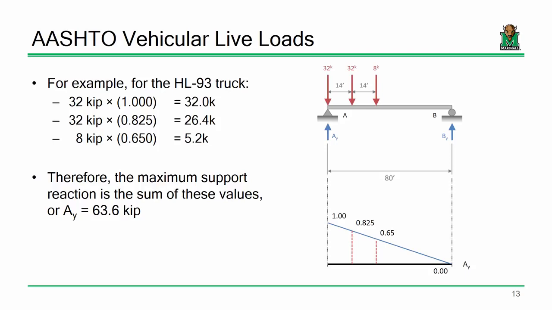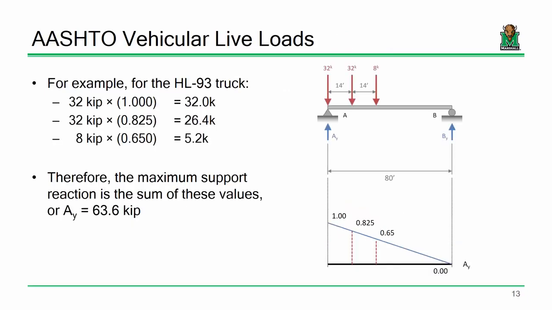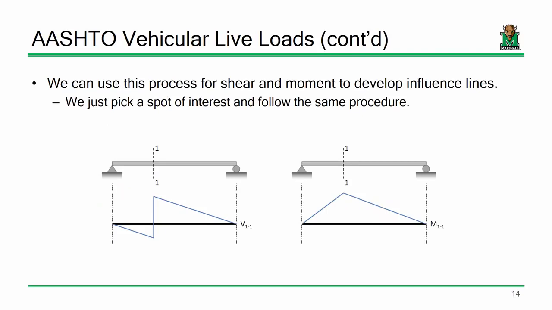So that's the nice thing about an influence line: it'll automatically do your structural analysis for you. Once you've got it, you're golden. Now, let me back up a little bit. What we just saw was an influence line for a reaction. We can very easily do one for shear, for moment. What we do is we have to pick a particular spot of interest and then just do the same thing. Pick a point, draw the influence line. How do we do that? Move the load, determine the response.